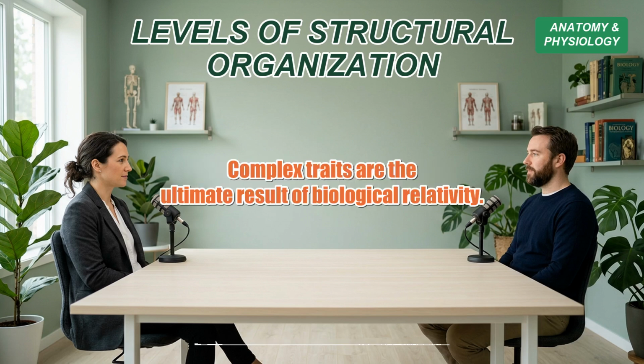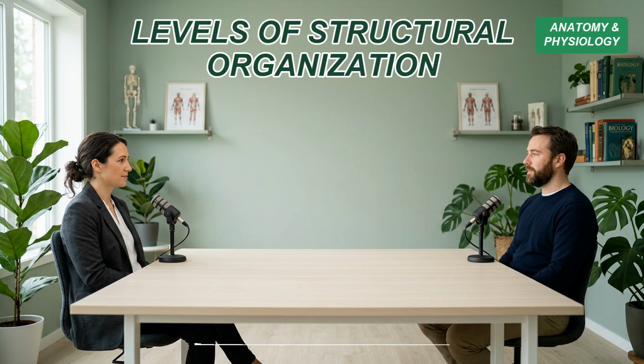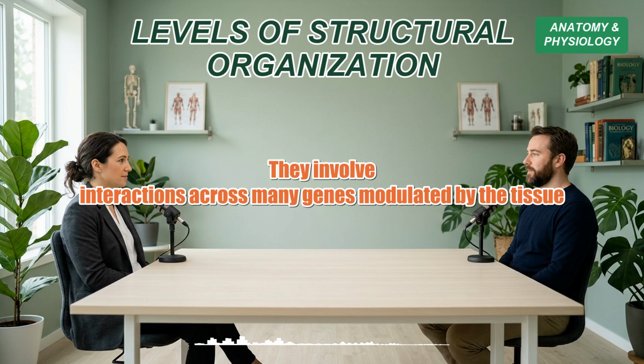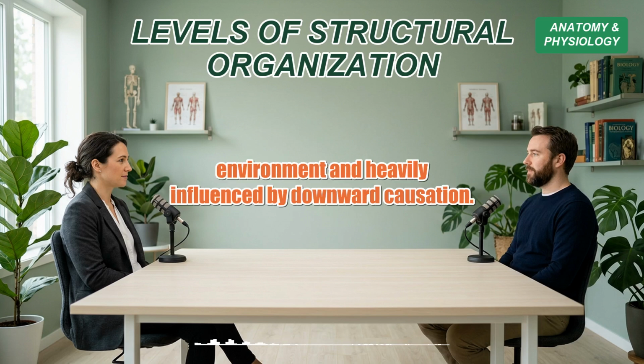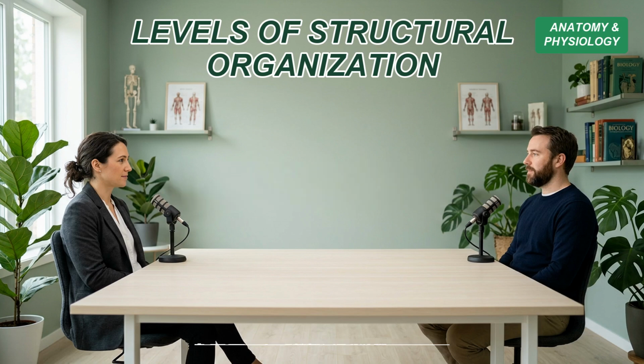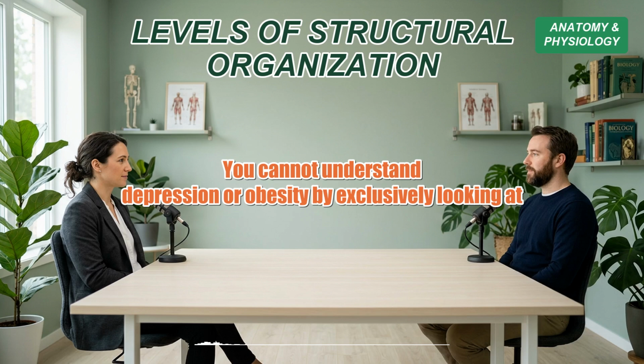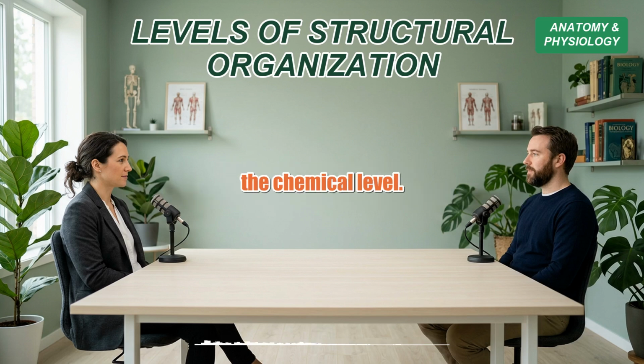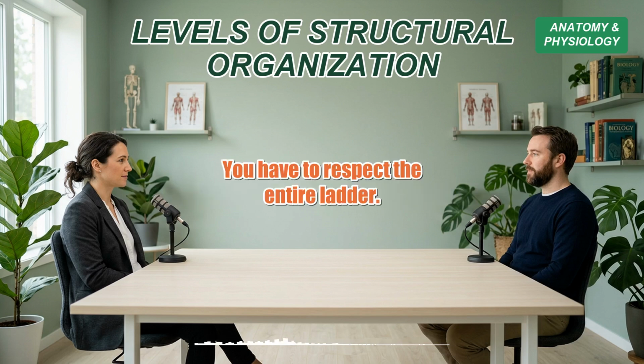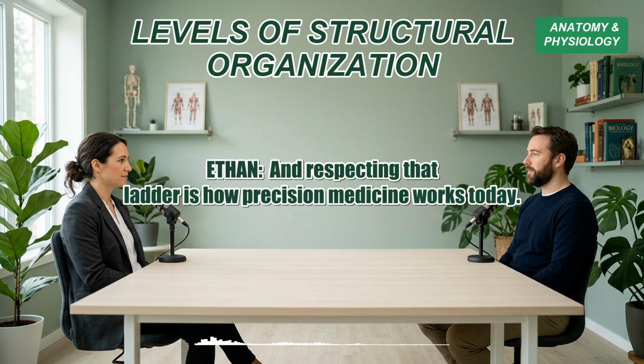Complex traits are the ultimate result of biological relativity. Because it's all interacting. Right. They involve interactions across many genes, modulated by the tissue environment, and heavily influenced by downward causation. You cannot understand depression or obesity by exclusively looking at the chemical level. You have to respect the entire ladder. And respecting that ladder is how precision medicine works today.